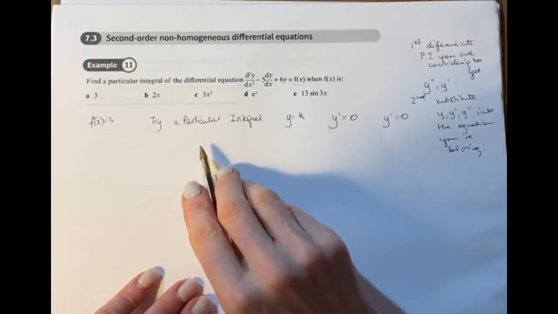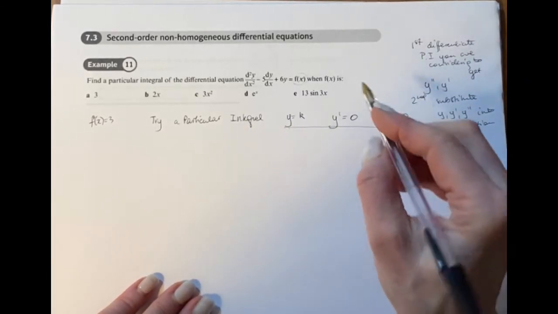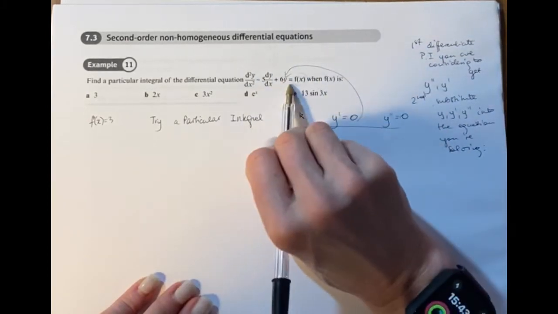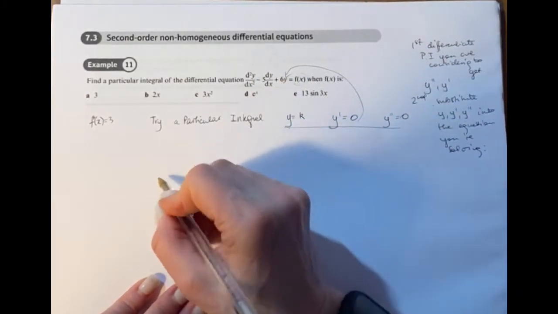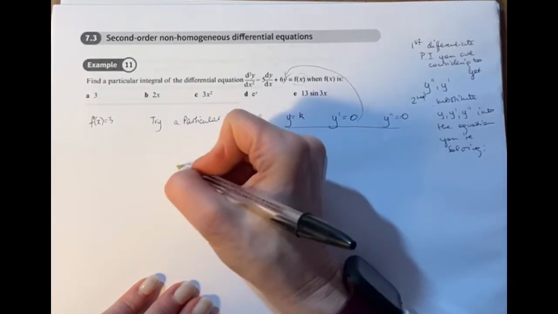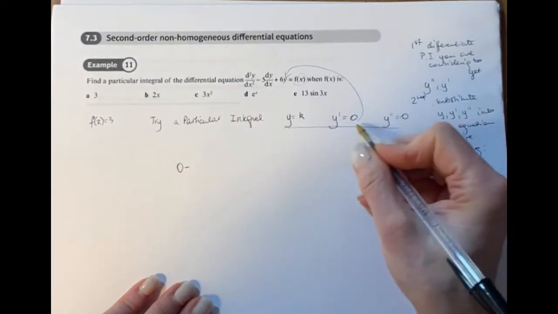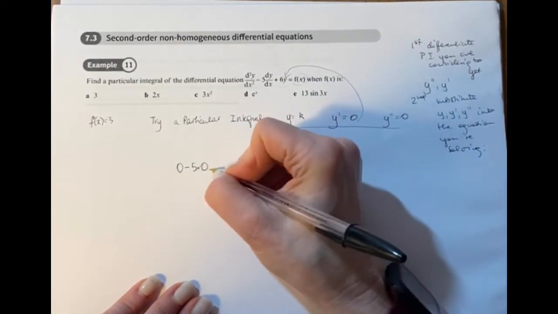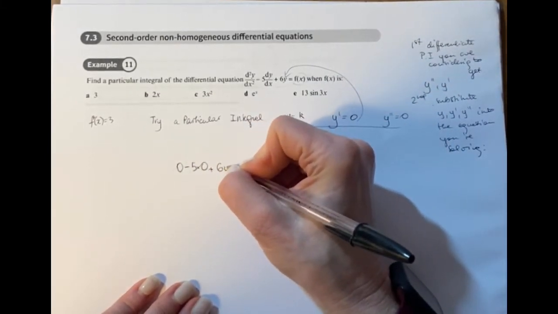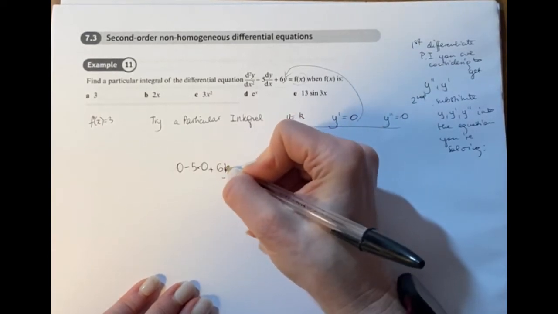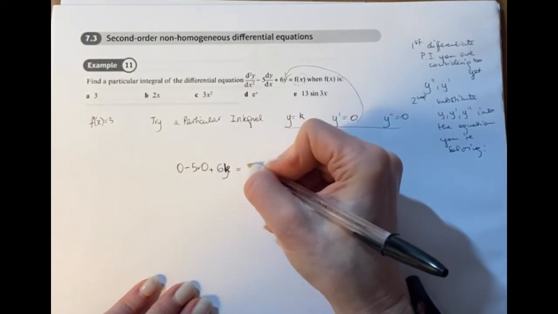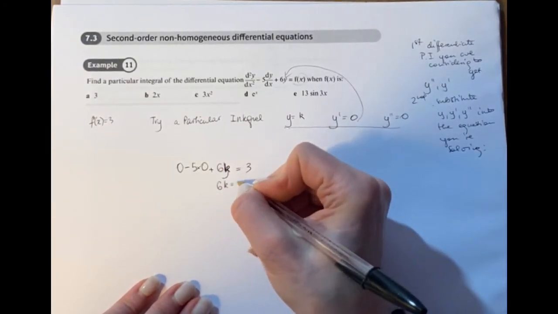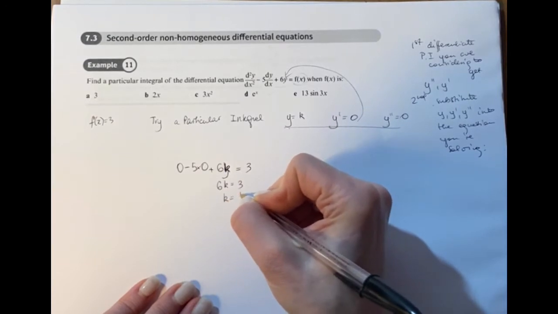So here, that's what we're going to do. We substitute these into the equation we are solving, and this equals 3. The first is the second derivative, which is 0. The second is the first derivative, which is 0. And the last is 6 times k, sorry, y is k. That's equal to 3. So that allows us to find the value of k. 6k is equal to 3, so k is equal to a half.